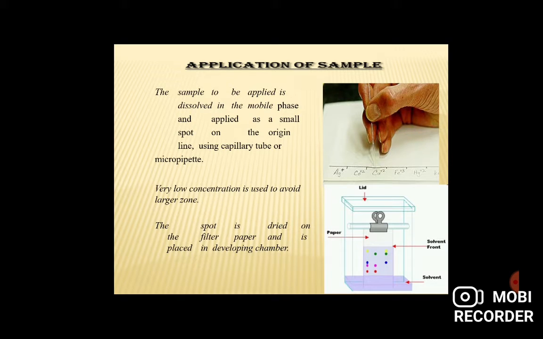Second is application of sample. The sample to be applied is dissolved in the mobile phase and applied as a small spot on the origin line using a capillary tube or micropipette. Very low concentration is used to avoid a larger volume. The spot is dried on the filter paper and is placed in the developing chamber.